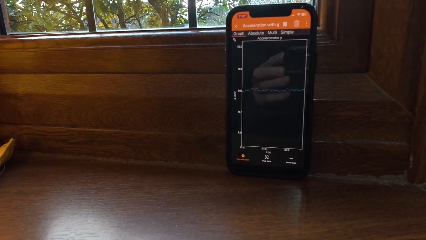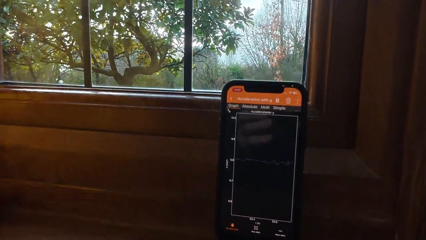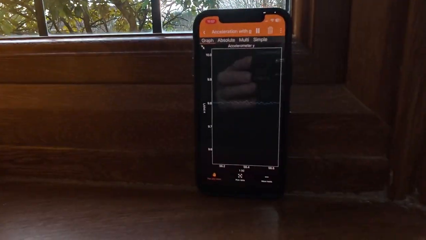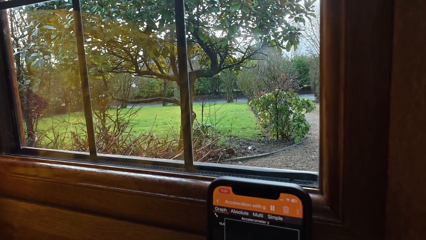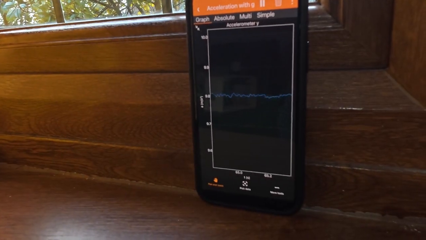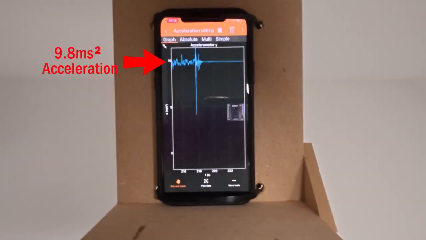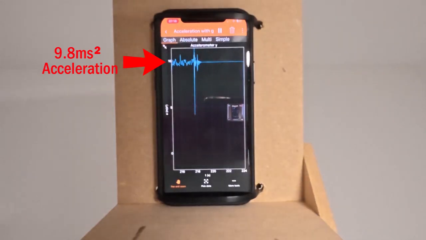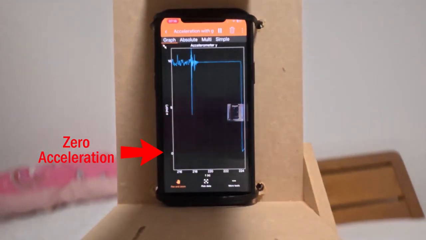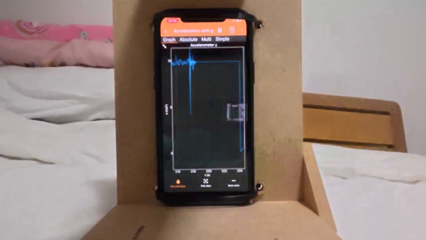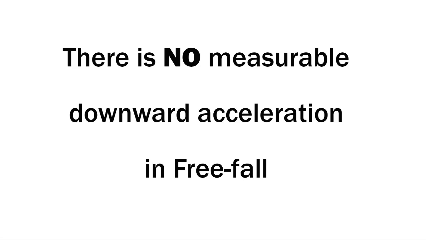When we place the accelerometer on the ground, it reads an upwards acceleration of 9.8 meters per second squared. The accelerometer can be set to subtract the 9.8 meters per second squared to isolate just the movements of the accelerometer. But the raw unedited data from the accelerometer shows the ground is accelerating upwards at a constant 9.8 meters per second squared. If we now take the accelerometer and drop it into freefall, the accelerometer goes from an upwards acceleration of 9.8 meters per second squared whilst being held and instantly drops to zero acceleration the moment it is released. There is no acceleration in freefall.